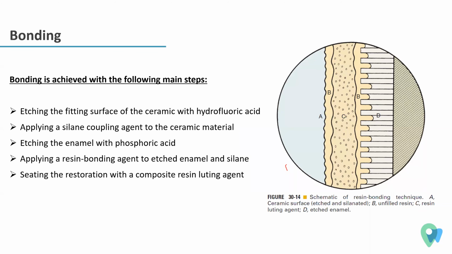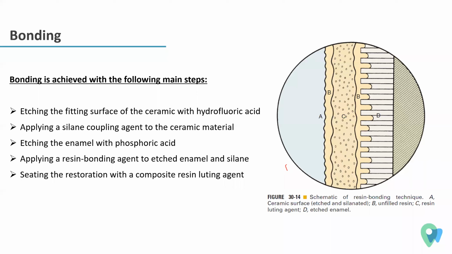Now for bonding. Bonding is achieved with the following main steps: etching the fitting surface of the ceramic with hydrofluoric acid, applying a silane coupling agent to the ceramic material, etching the enamel with phosphoric acid, applying a resin bonding agent to the etched enamel and silane, and seating the restoration with a composite resin luting agent. In this figure, we can see a schematic of the resin bonding technique.